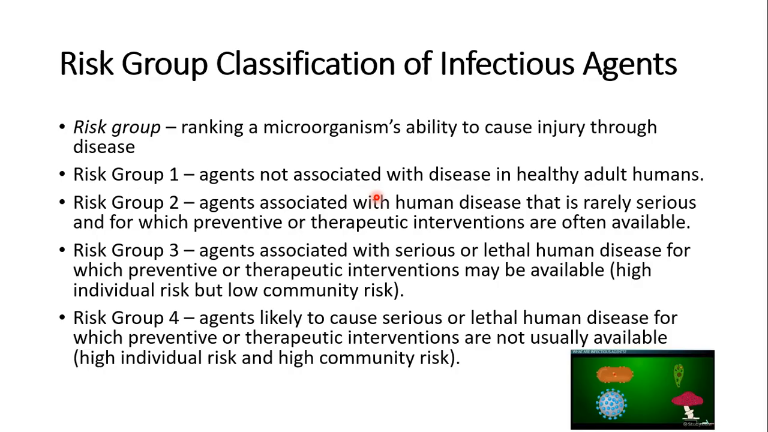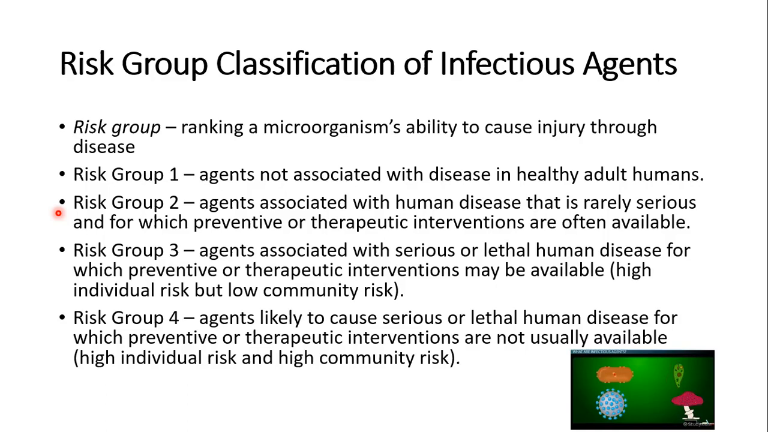Risk group classifications of infectious agents. So first of all, let's define what is a risk group. When you say risk group, we are ranking a microorganism according to its pathogenicity or its ability to cause injury or disease. We have four risk groups: risk group 1, risk group 2, risk group 3, and risk group 4. Risk group 1 are agents not associated with disease in healthy adult humans. Most of the infectious agents which are categorized as risk group 1 are normal flora or microbiome.